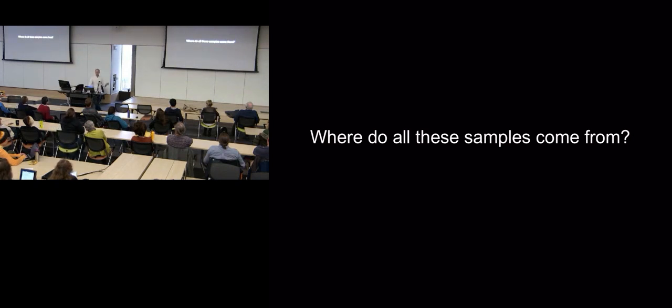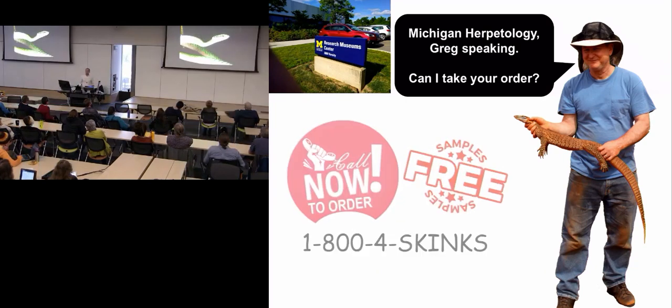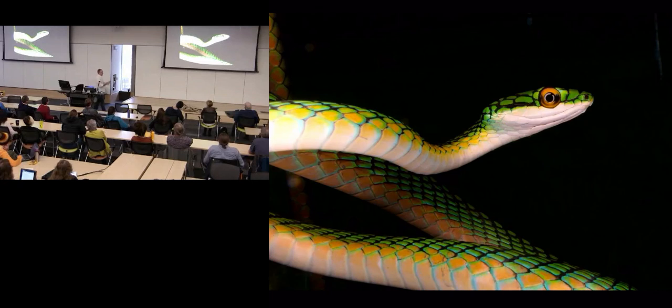I think there's sometimes this perception that when we do these kinds of studies, show up in evolution, whatever, that getting samples is a little bit like ordering a pizza. So just call up Michigan Herpetology and ask for some samples, and the samples just come. And they're free samples, of course. Now, it turns out that getting samples like this is actually challenging, it's expensive, and it's logistically hard.